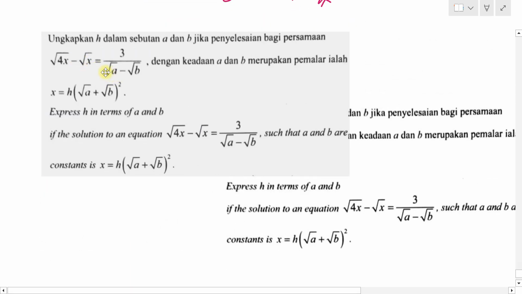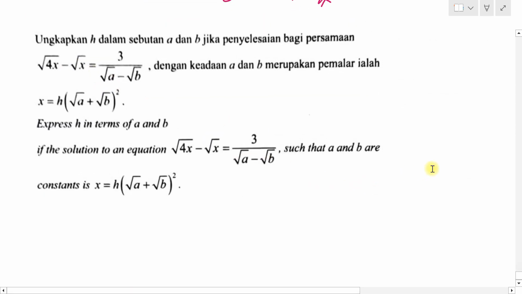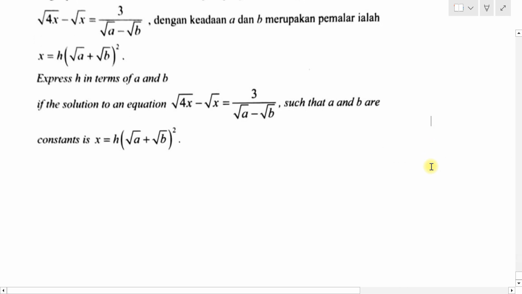Part B. Okay, express H in terms of A and B if the solution to this equation, such that A and B are constants, and x equals like this. Oh my god. Okay, right. They give x. A slightly difficult question.